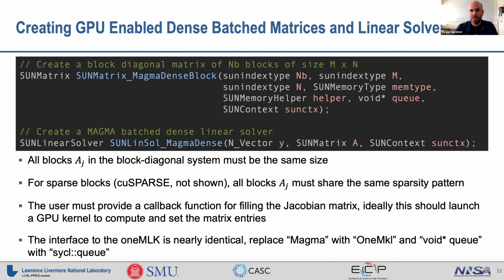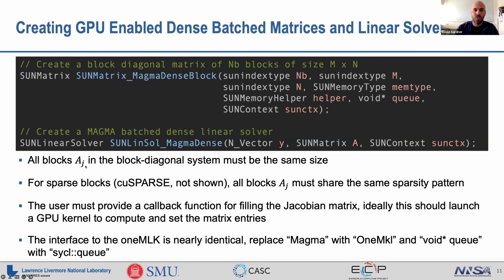All right. So what does it look like to use one of these solvers? Well, we'll look at MAGMA specifically, but it's very similar for the others. Well, first, we need to create that block diagonal matrix. So we need to tell it how many blocks we have, the size of those blocks, N and M, the memory type, whether it's device or shared memory, or sorry, UVM, the memory helper object that's going to go with it. This void Q, this would be your HIP stream or your CUDA stream, depending on which backend you're using with MAGMA, and then the SUNDIALS context. And so once you've got this matrix set up, then you can set up the linear solver using the vector and using a template vector and matrix in the SUNDIALS context.